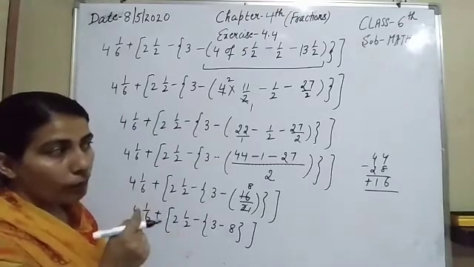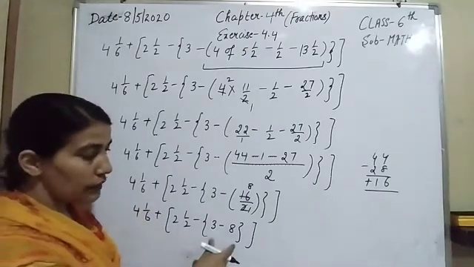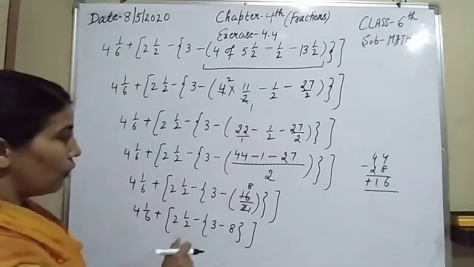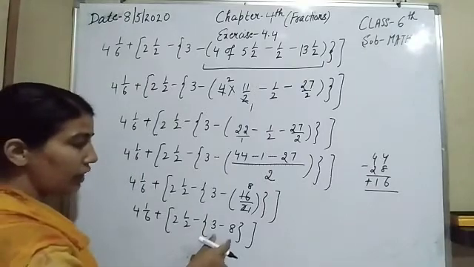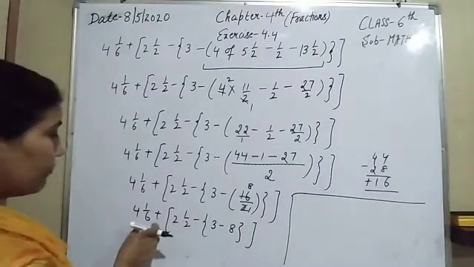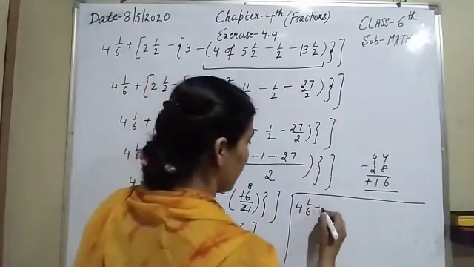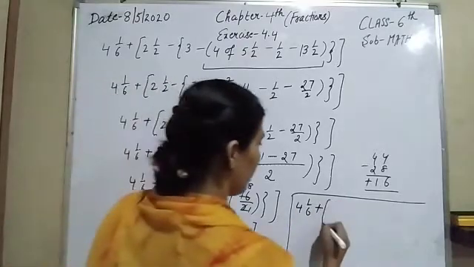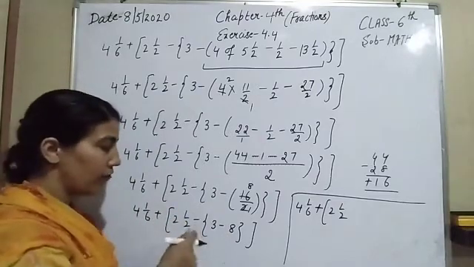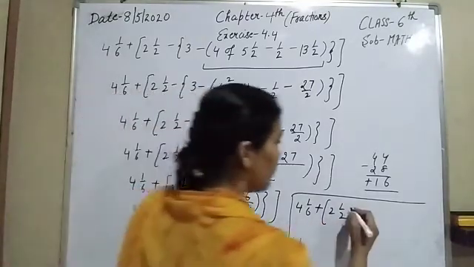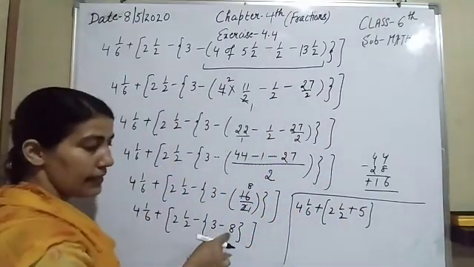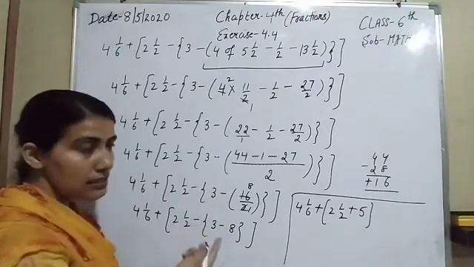Now after solving the open bracket part, what do we have to solve? We have to solve this curly bracket part. Now look at here, we have 3 minus 8. On this side we have 4 into 1 by 6 plus 2 into 1 by 2. Now 3 minus 8, that is minus 5. So minus minus is plus 5. So we have solved this curly bracket part.